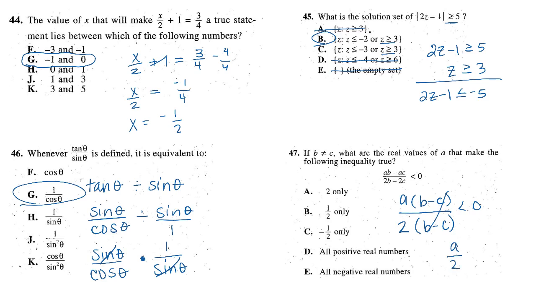So A over 2 is less than 0. So A should be all of these negative numbers. So that's going to be answer choice E.